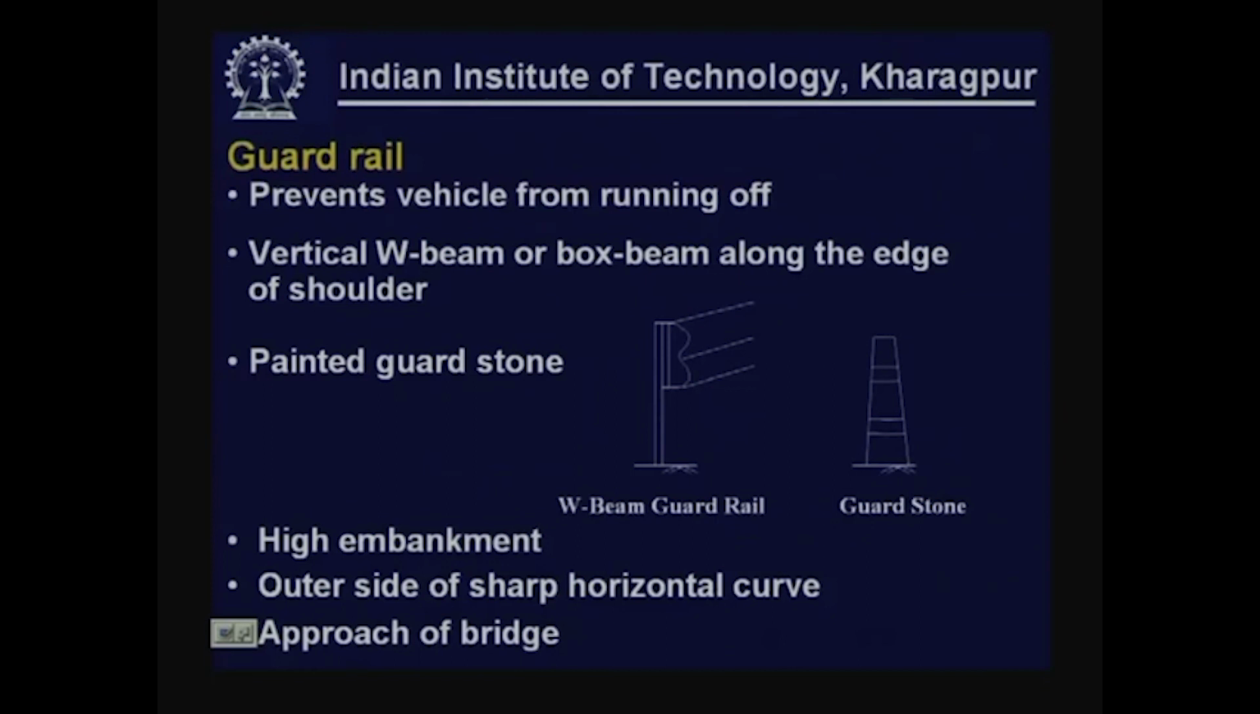Vertical W beam or box beams are used, and sometimes guard stones are also used. You might have seen isolated stones by the side of the road, and they are basically guard stones painted in prescribed colors, and guardrail is generally continuous. Earlier, in most cases guard stones were used. Nowadays, for almost all modern road construction, W beam guardrails are used.